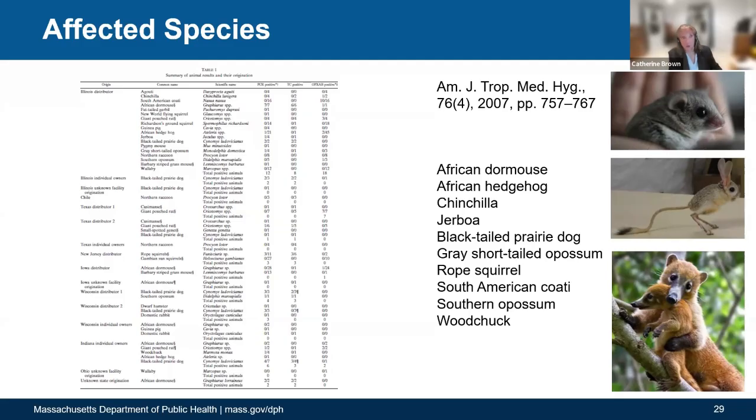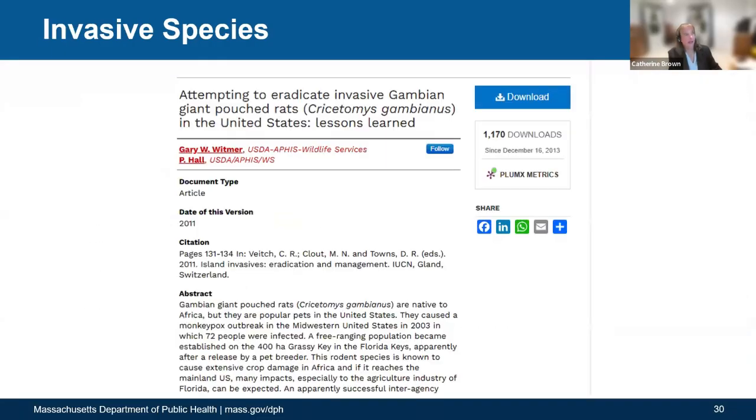And just so you know, the top one is an African dormouse, super cute. You can see why people might want to have one as a pet. The middle picture is a jerboa, also super cute. And then the one on the bottom is a South American coati. But all of these were animals that were shown to have been exposed to the virus that causes monkeypox.